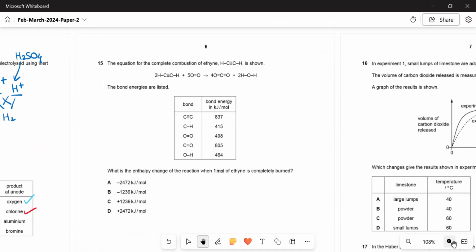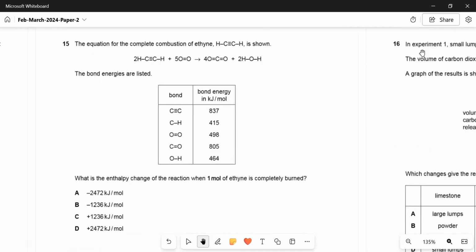The equation for the complete combustion of ethyne is shown. The bond energies are listed. What is the enthalpy change for this reaction? So we have to calculate the delta H. Here the bond energies are given to us. Okay, so we have C-H bonds. So this is ethyne plus 5O2. We have to first calculate the reactants and then the products, and then we will minus them.